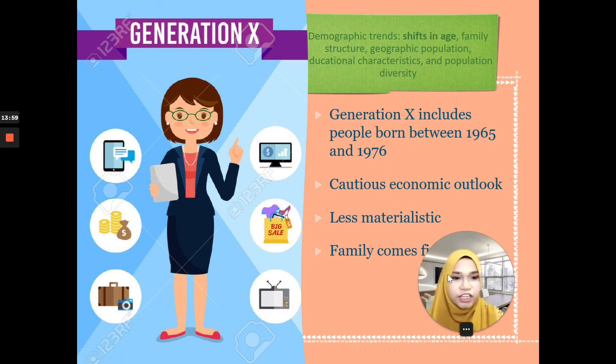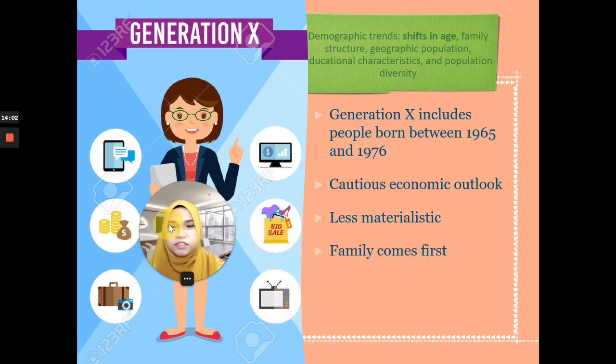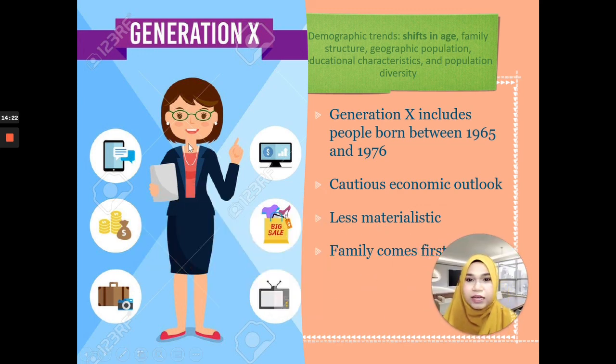Next is Generation X. Generation X includes those people who were born between 1965 to 1976. Basically, I think this could be your parents, right? They are very cautious in terms of their economic outlook. They are less materialistic and they always put their family first. As you can see, your parents perhaps, of course, they do work. They are working now.